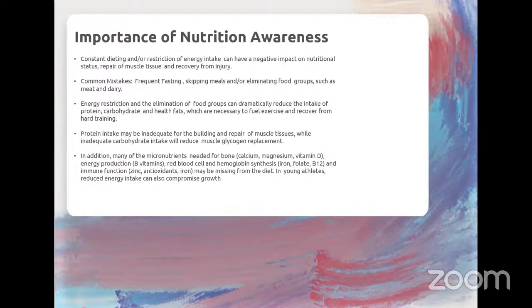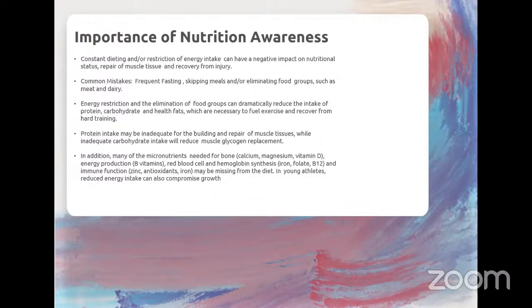Now, commonly what happens is that athletes or people will have half knowledge about certain diets, like let's say intermittent fasting or all these things. So they'll read it somewhere on social media, or they'll take advice from someone else and then they'll do it. But in order to do that, there is a proper plan that you need to know. That doesn't happen. So either you are frequently fasting, or you're skipping some meals, or you're skipping important food groups that are important for you.